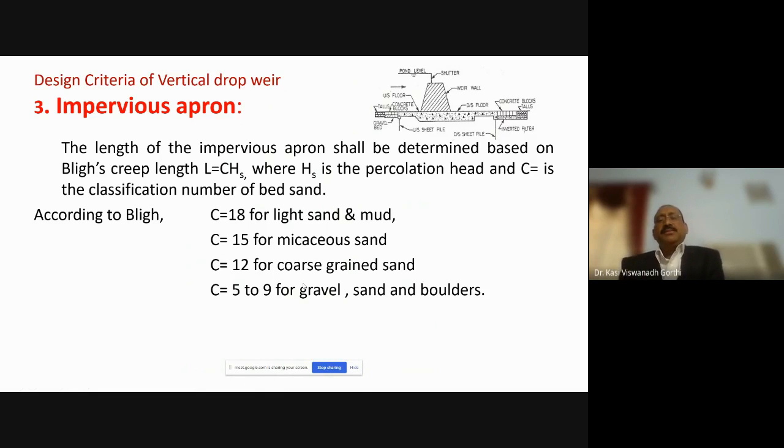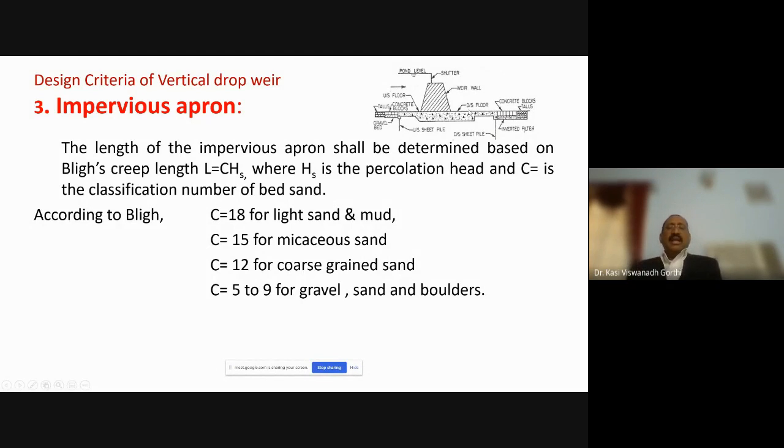Okay, so the top width, the bed width, and various levels have been arrived at. If you look at the figure, the top width, the bed width, various levels like pond level, downstream floor level, upstream sheet pile bottom, and downstream sheet pile bottom level, all these things have been arrived at. Now, step 3 is the calculation of the impervious apron. This is to be designed.